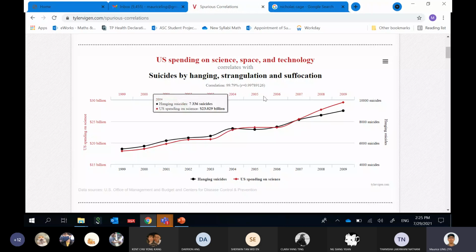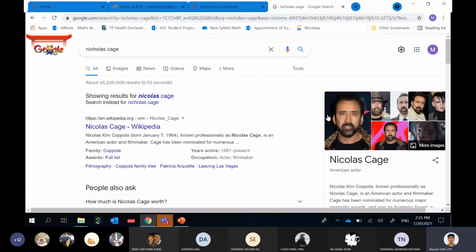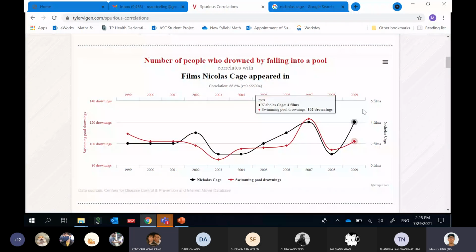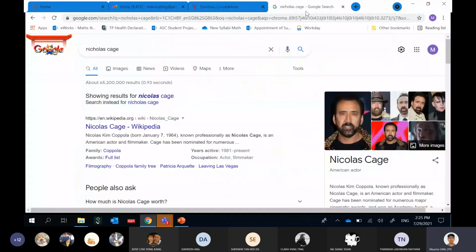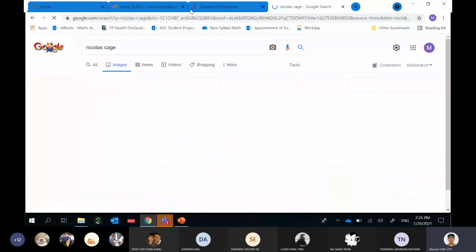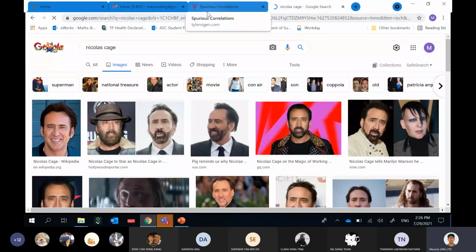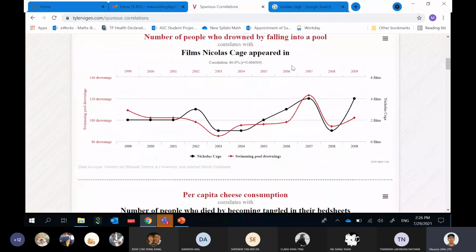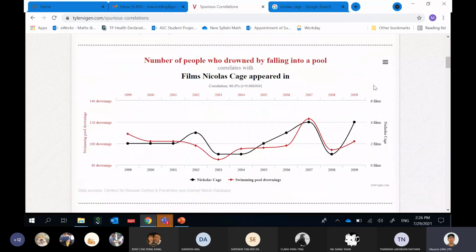And the next one, Nicolas Cage. For those who do not know, this guy is Nicolas Cage, Mr. Ghost Rider. Yes, he's the Ghost Rider. So it's still a good correlation, 0.67. The number of people who drown by falling into a pool correlates with the number of films Nicolas Cage appears in. So Nicolas Cage should not act at all, if that's the case.